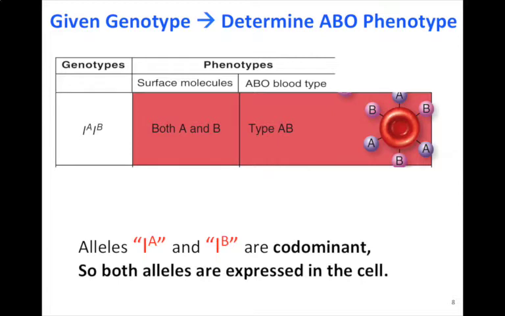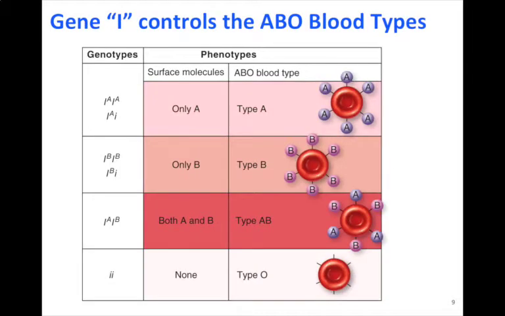If someone has the IA IB genotype, that means that both the IA and the IB alleles are going to be dominant together, so they're called codominant alleles. Both antigens will be made by the cell, and so the cell will be considered to be type AB blood. This table shows the summary of all of the different genotypes that are possible to make the ABO blood types. You will need to know this information in order to figure out the genetics problems.